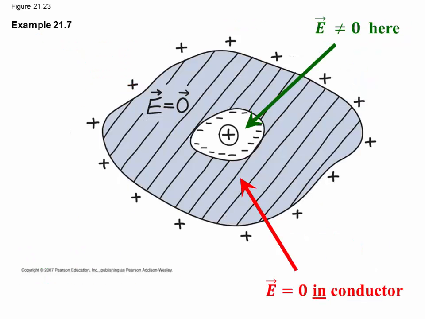This example, number 21.7 from our textbook, illustrates this. The field is 0 in the shaded region, which is where there's a conductor, but in that interior region, because of the enclosed charge, the field is not 0, even though we are inside the conductor.